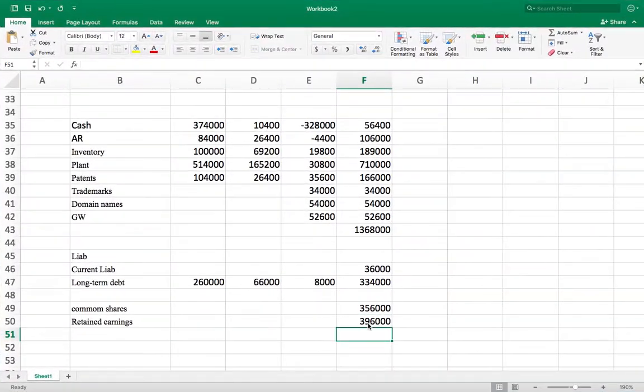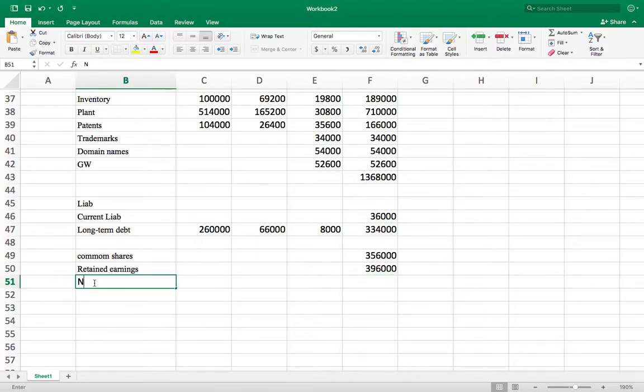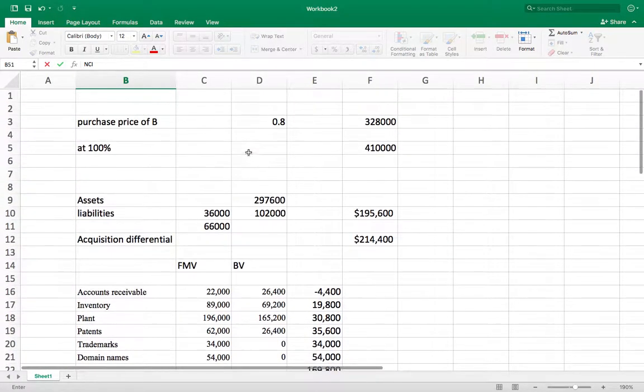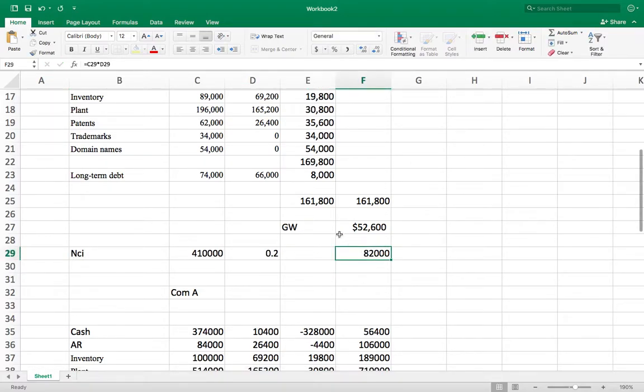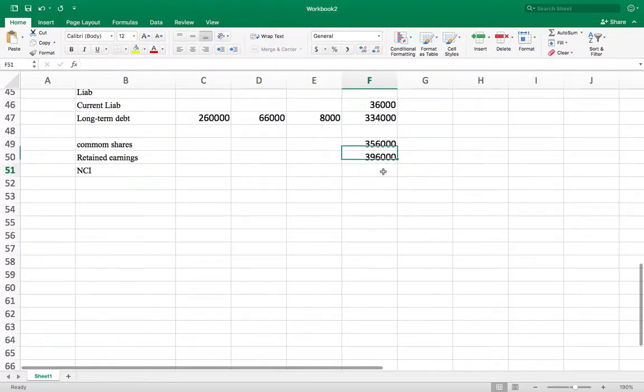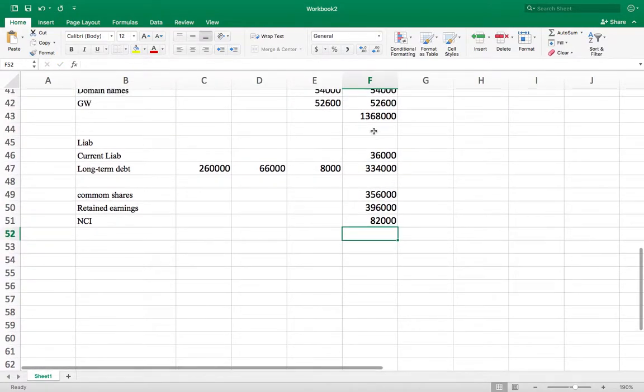Then we have to take out the non-controlling interest, where we don't control, which we calculated before. Our non-controlling interest is right here. It is 82,000. Now we're just going to sum it.